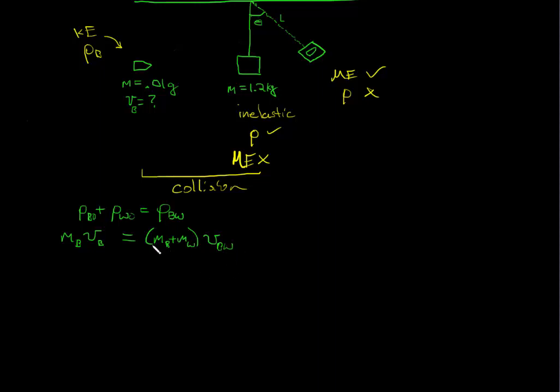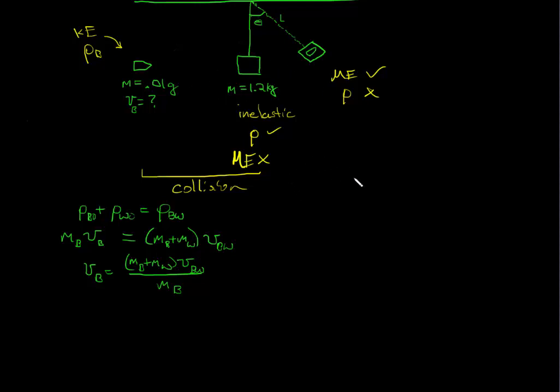Okay. So to get this, we would just divide. So the velocity of the bullet is going to be the mass of the bullet plus mass of the wood times the velocity of the block wood, over the mass of the bullet. And that's as far as we can get. We don't know this quantity here. So once it gets embedded, we don't know how fast it's going to begin with.